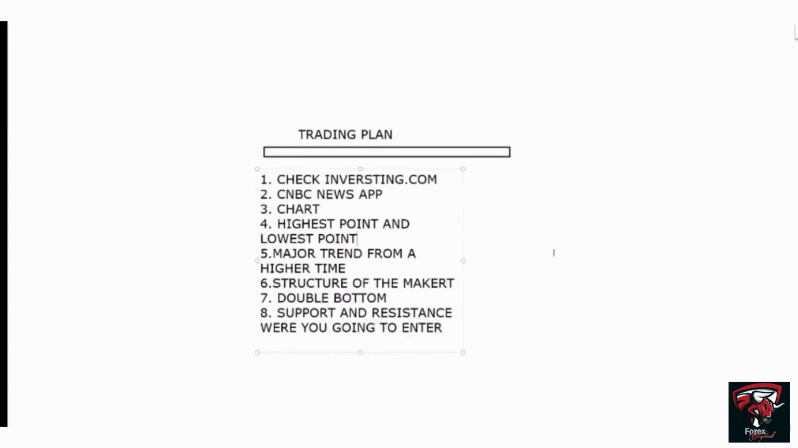Where you're going to enter. So this is my trading checklist. Actually, let me not say it's my trading plan, let me say it's my trading checklist. So these are the things that I have to have before I can start trading. Once I have everything, now I'm going to have a trading plan.